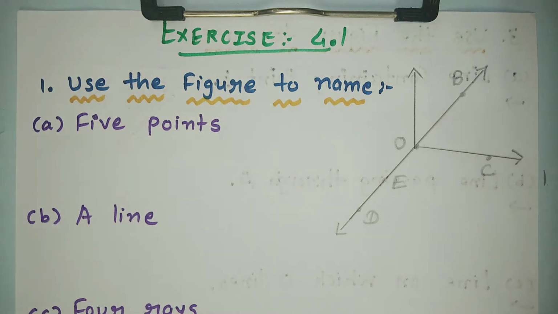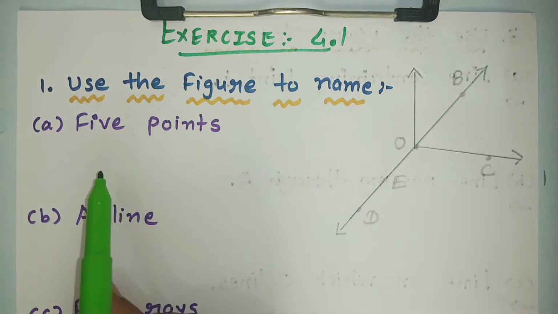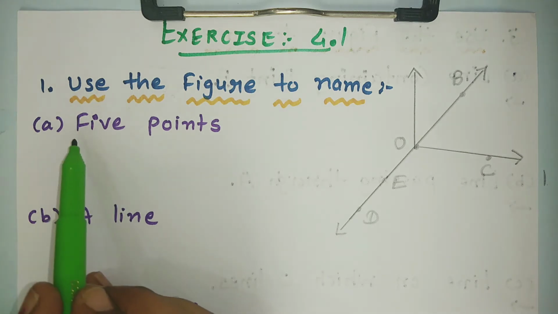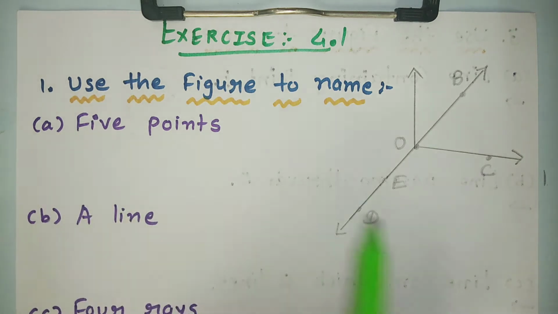Use the figure to name. One figure is given on the right hand side. We have to use this figure to answer this question. We have to write 5 points from here.